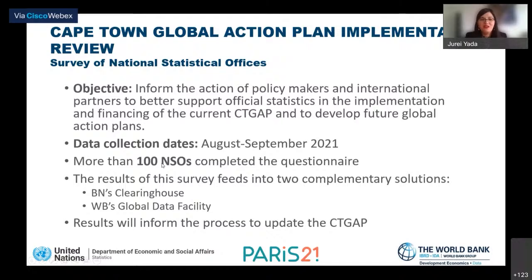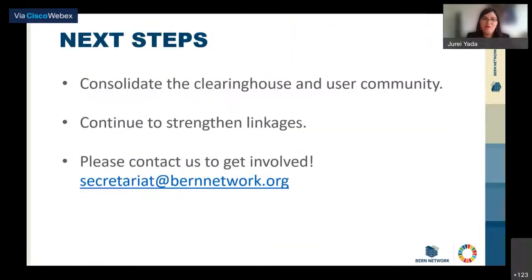We will continue building on these collective actions through collaborations and partnerships. So please do get in touch if you have any questions about either the clearinghouse or the Berne Network. I will pop my email address in the chat, and you can see the email address for the Secretariat on the screen. Thanks very much.